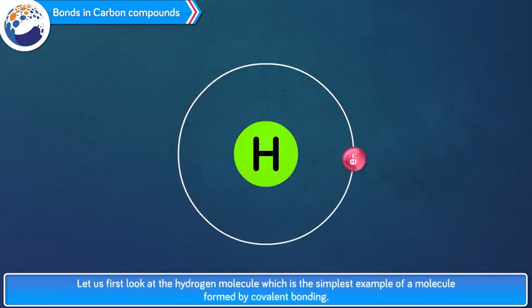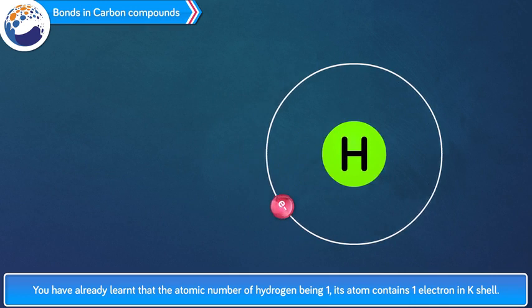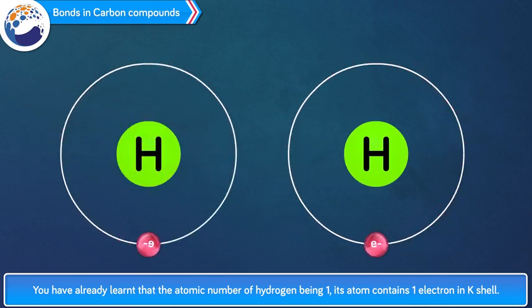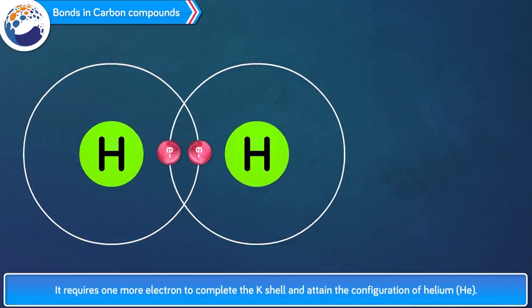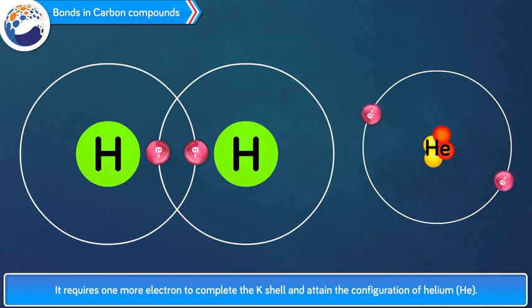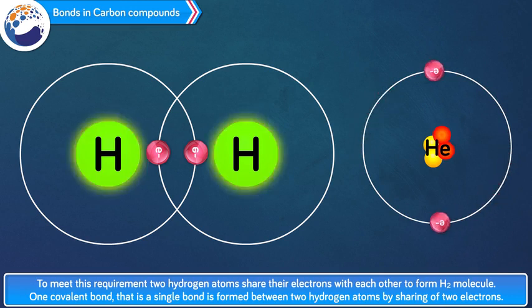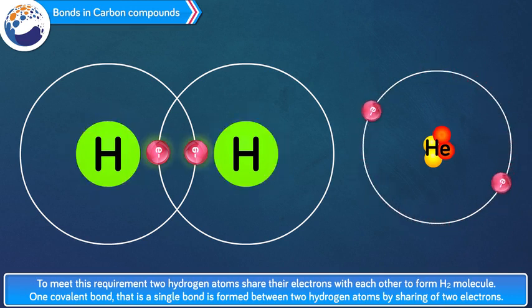Let us first look at the hydrogen molecule, which is the simplest example of a molecule formed by covalent bonding. You have already learned that, the atomic number of hydrogen being 1, its atom contains one electron in the K shell. It requires one more electron to complete the K shell and attain the configuration of helium, He. To meet this requirement, two hydrogen atoms share their electrons with each other to form an H2 molecule. One covalent bond, that is a single bond, is formed between two hydrogen atoms by sharing of two electrons.